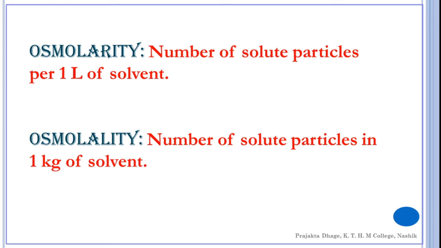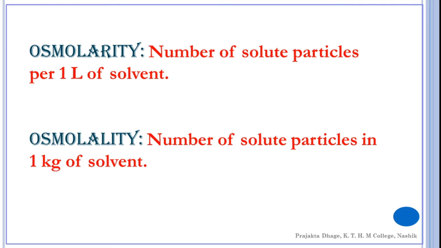If the osmolarity is not known, then a value could be determined by measuring the conductivity of the cells or the tissues homogenized in water if the plasma is not available. Clear? Now let's move on to another concept, which is osmolality.